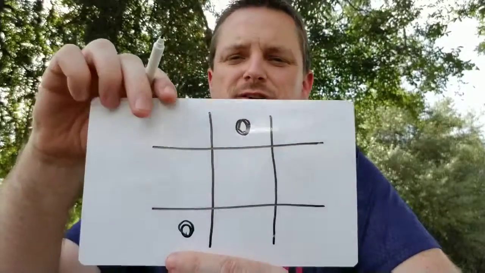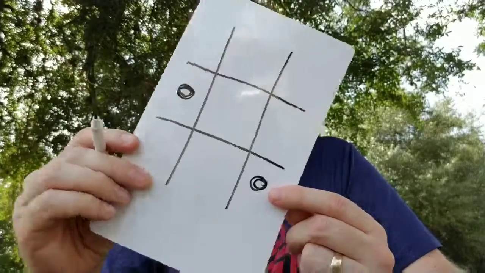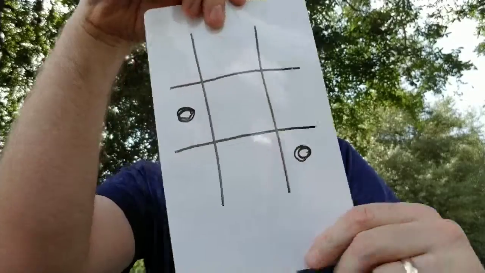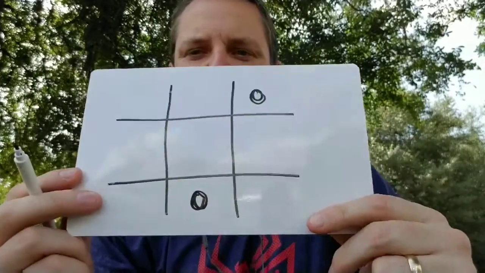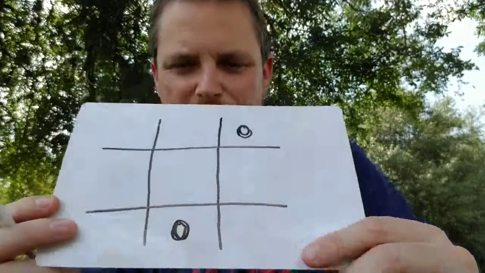I'm about to show you what the answer is. So this is once and then this is twice. Hopefully you got that right. If you didn't, don't worry about it. This is really tough.